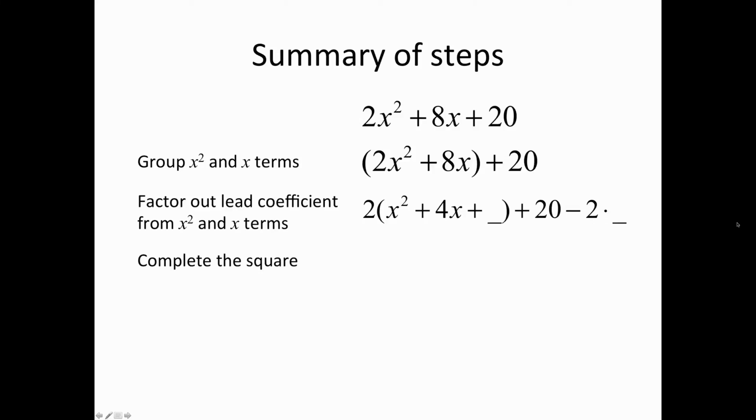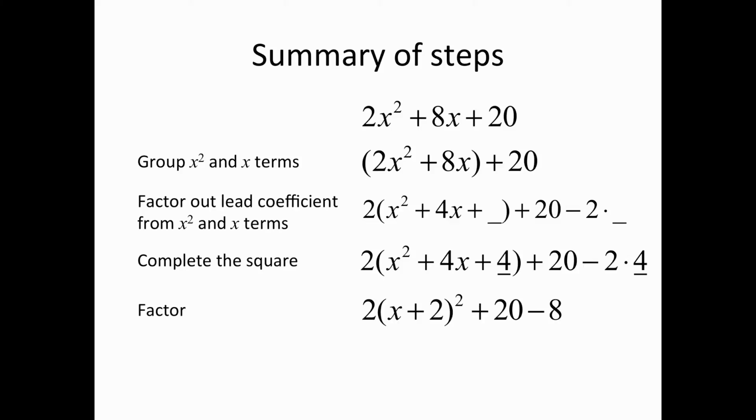Next, we complete the square. So we take half of the 4, that's 2, square it, and that's what completes the square. So complete the square and put the 4 on the outside as well. We now factor what's in the parentheses. We factor that trinomial to x plus 2 squared. So now we have 2 times x plus 2 squared plus 20 minus 8, and then simplified to 2 times x plus 2 squared plus 12.